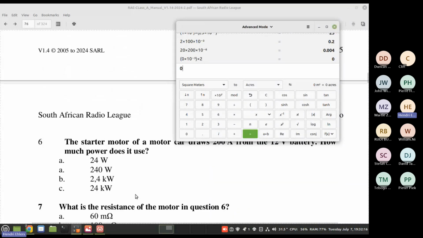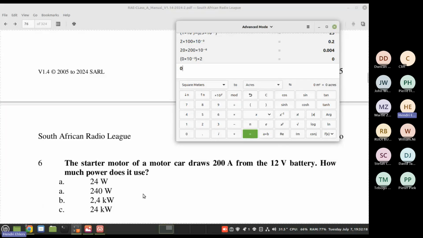Right, what happens here? The starter motor of a motor car draws 200 amps from a 12-volt battery. How much power does it use? Let's see if you can calculate this one. I got 2.4 kilowatt. Same. Correct, 2.4 kilowatt.